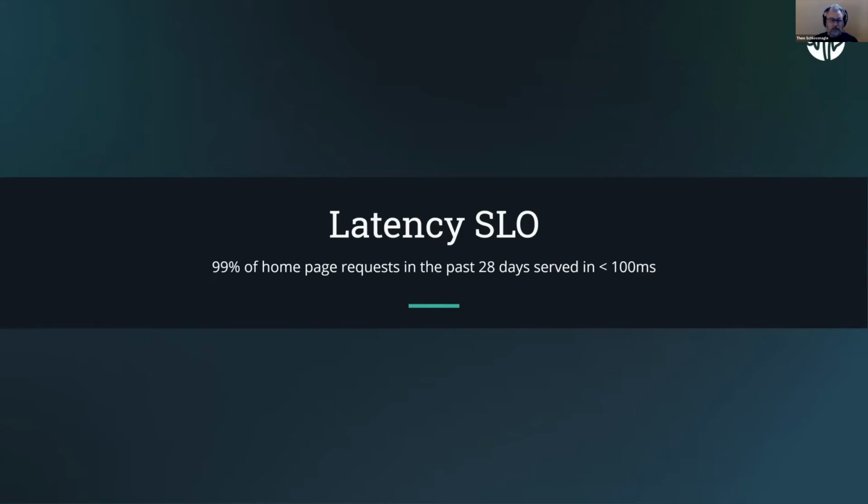So a typical latency SLO would be saying something like 99% of the work that I do, whether it's an API that I'm serving or a homepage request or whatever it is, over the past 28 days or month or however long, should be served in less than 100 milliseconds. And that's an interesting objective. You may find that objectionable, which I welcome you to find objectionable. But how do you go about calculating that sort of thing?